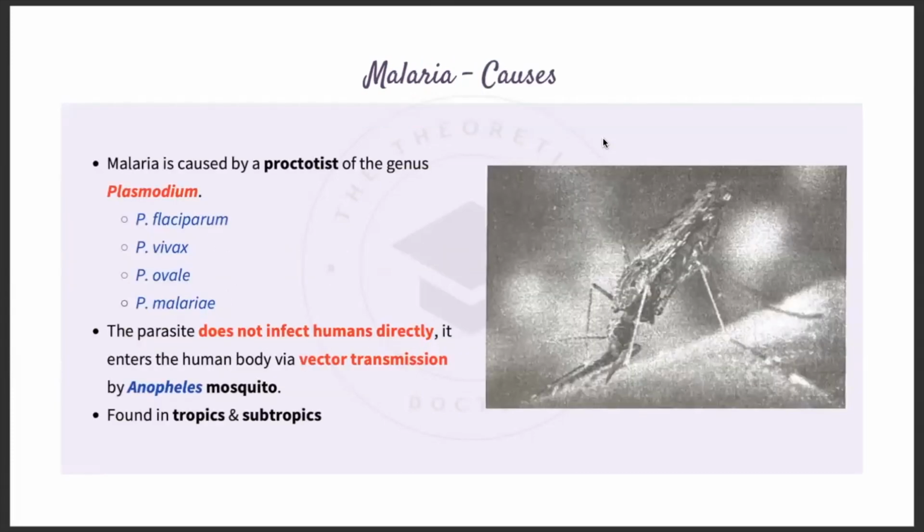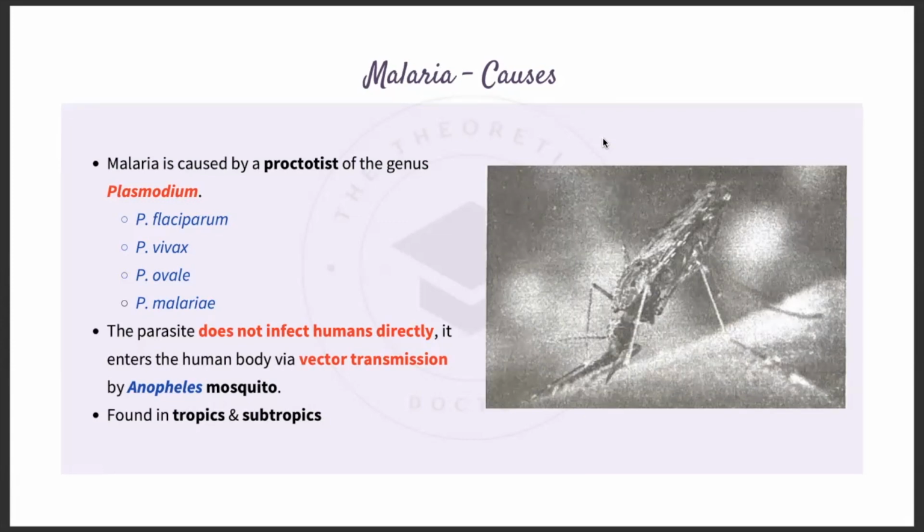Malaria is caused by a protist of the genus Plasmodium. So a protist is not a virus, it's not a bacteria, it is an organism with male and female gametocytes. There are 4 types: P. falciparum, P. vivax, P. ovale, and P. malariae. Depending on the causative organism, the incubation period varies.